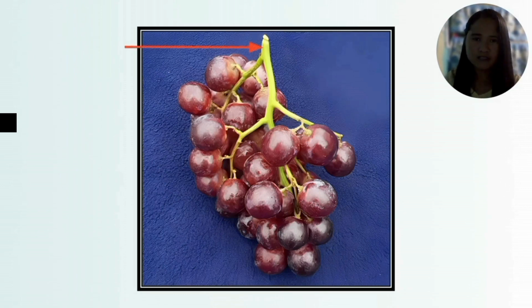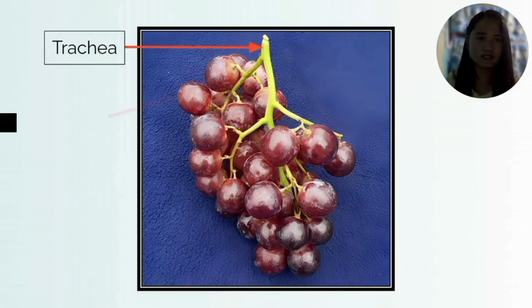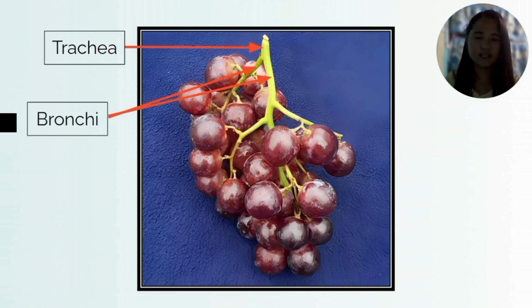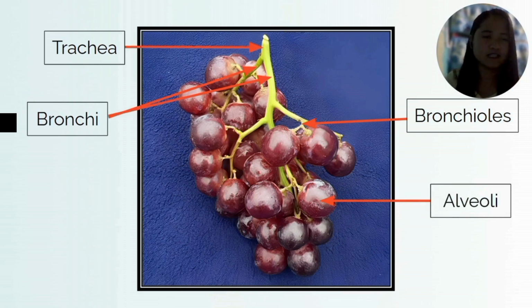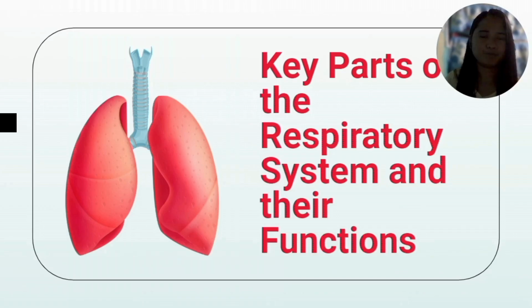So the main stem represents the... Very good. Trachea. How about the two large branching stems? Yes, it represents the bronchi. How about the little stems? Yes, it represents the bronchioles. How about the individual grapes? Very good. It represents the alveoli.